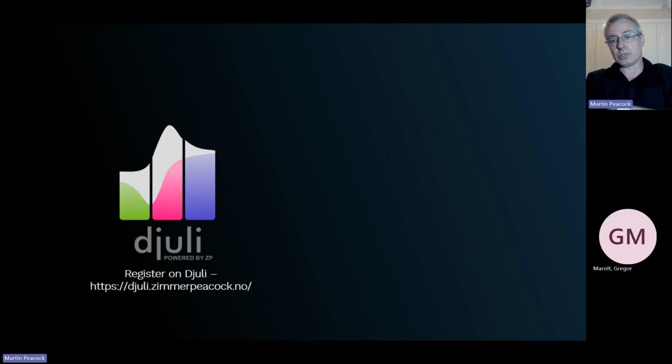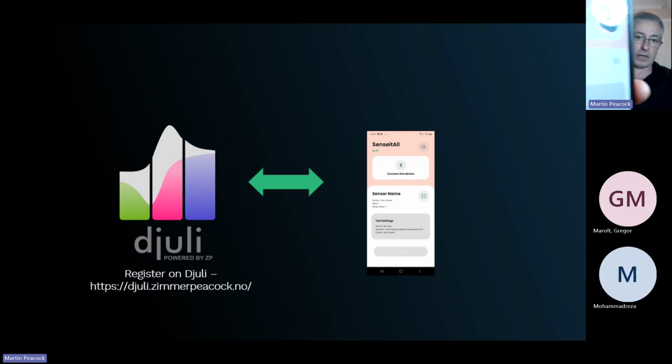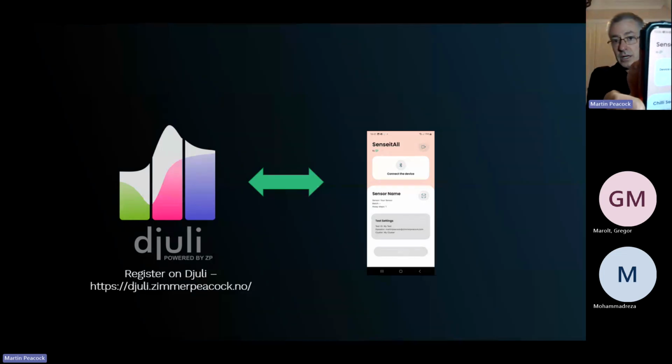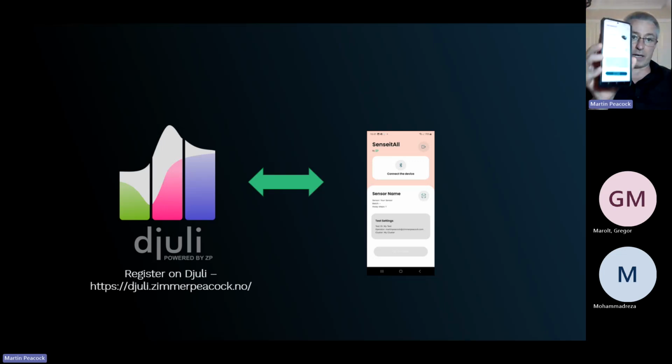When you register for Julie, you'll register with your email and you'll put a password in there. If later on you follow these demonstrations, the details that you use to register for Julie, you then use them to log into what we call the Sensi All app. So if you look at my phone now, you will see that I've got an app on my phone. I've used my Julie credentials to essentially log into this app. This app is in connection with a cloud system called Julie.